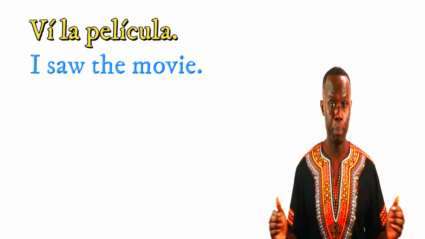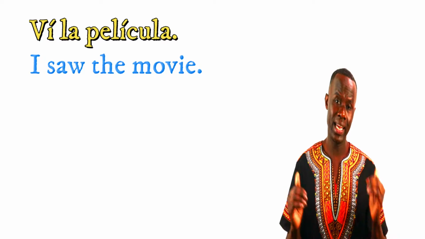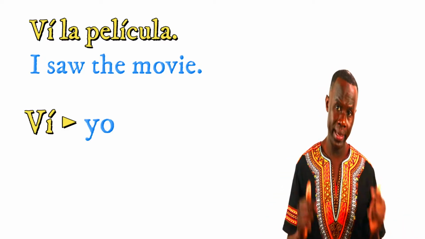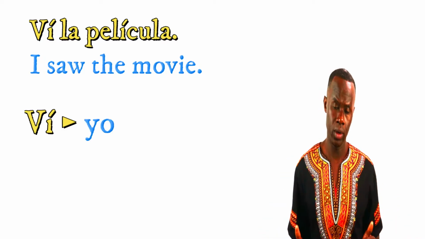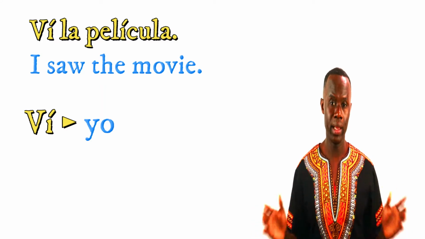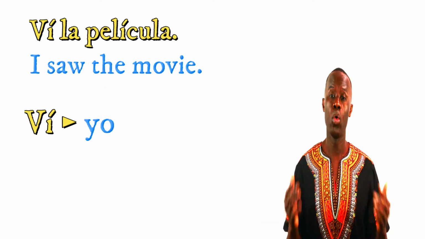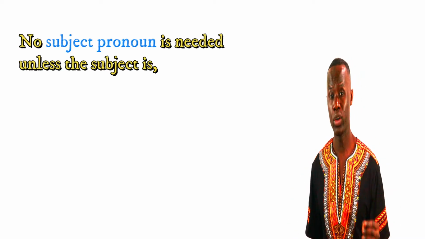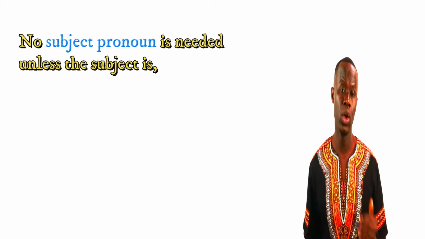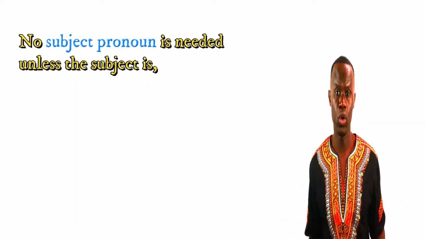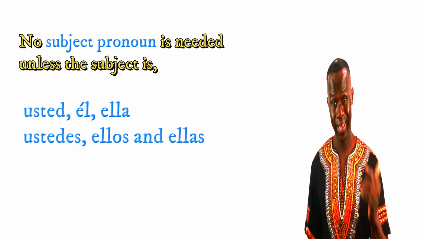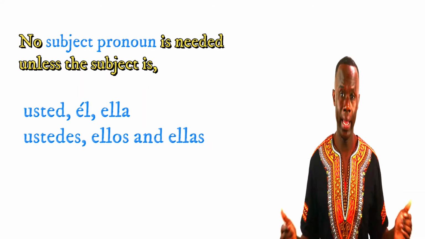But now, if I walk up to you out of nowhere and say, vi la película, you will know exactly who I'm talking about because vi is only used for yo, which makes it easy for anybody to understand exactly who we're talking about. So as you can see, you don't really have to use the subject unless you need to clarify who the subject is, which is mostly going to be for usted, él, ella, ustedes, ellos, or ellas.